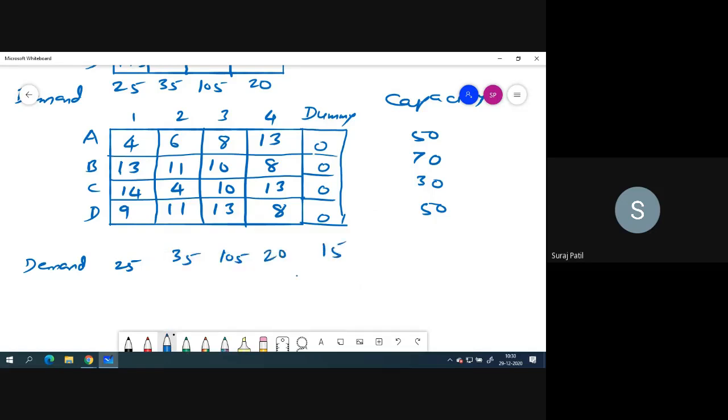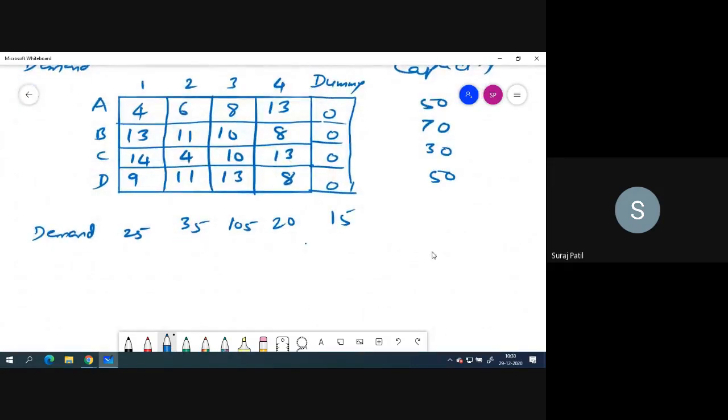Now I'll get the initial basic feasible solution by using Vogel's approximation method. Because if you see all the other methods, they will give the initial transportation cost a bit higher as compared to Vogel's approximation method. Vogel's approximation method will give the initial transportation cost very near to the optimum transportation cost.